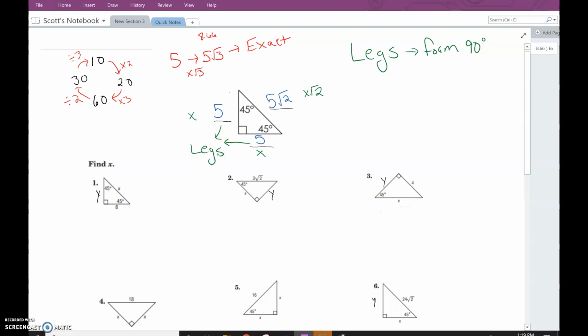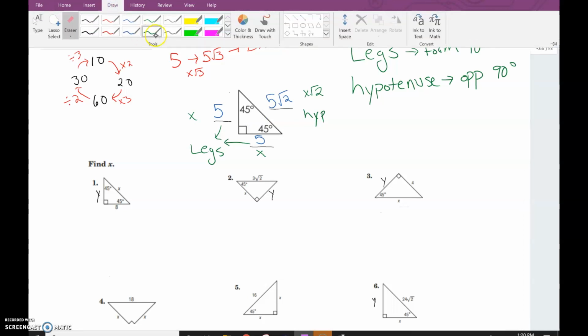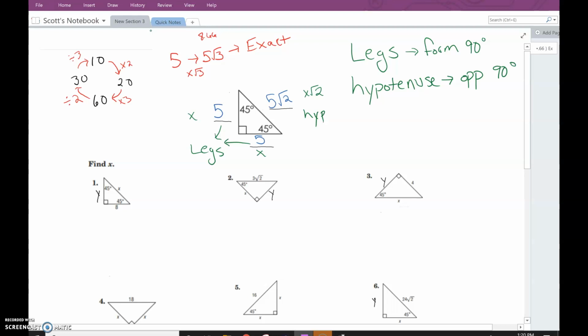The one opposite the 90 is the hypotenuse. It is always opposite the 90 degrees. So this is the hypotenuse. Whenever I'm doing these, I need to figure out my pattern, and these triangles will always be given to you. If I'm going from 5 to 5 square root of 2, my pattern is, since it's getting bigger, I'm multiplying, so this is going to be times the square root of 2.